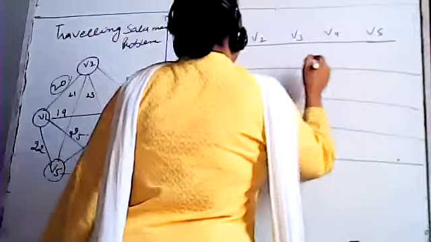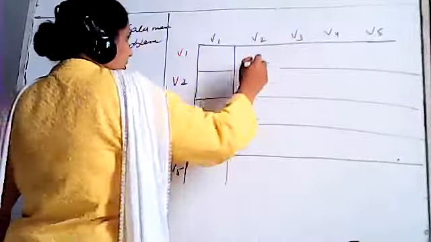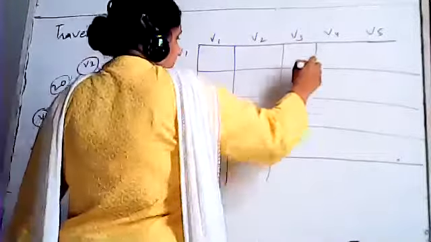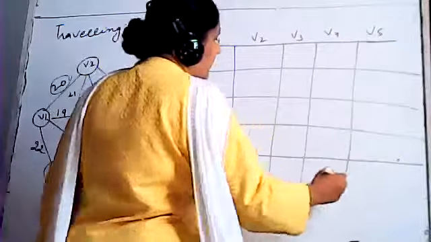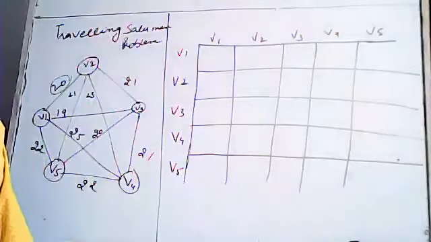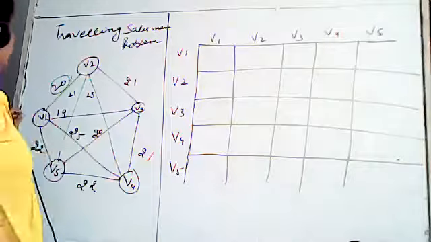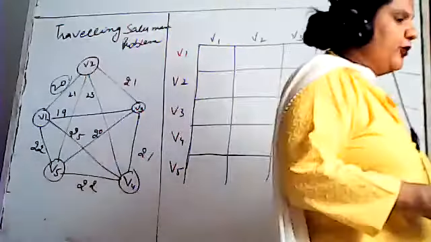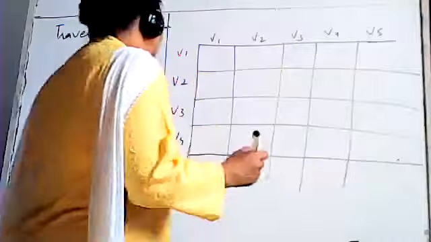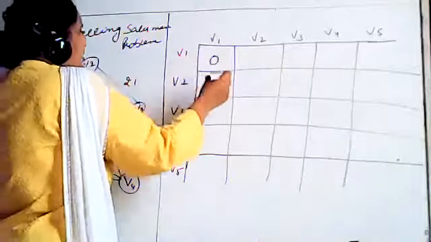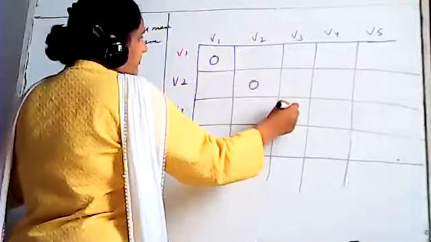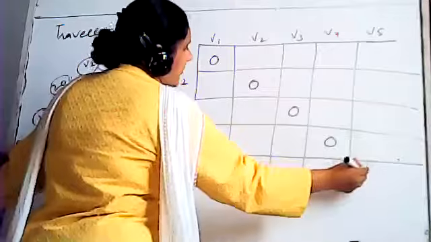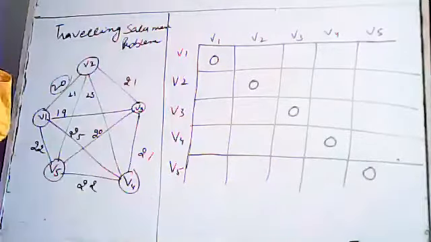Here the person comes. You have to remember that the person will come back to their original position from wherever they start. So V1 is not pointing towards itself. The same rule is applicable: where row and column name are the same, put 0. The rest of the edges are being given to you.